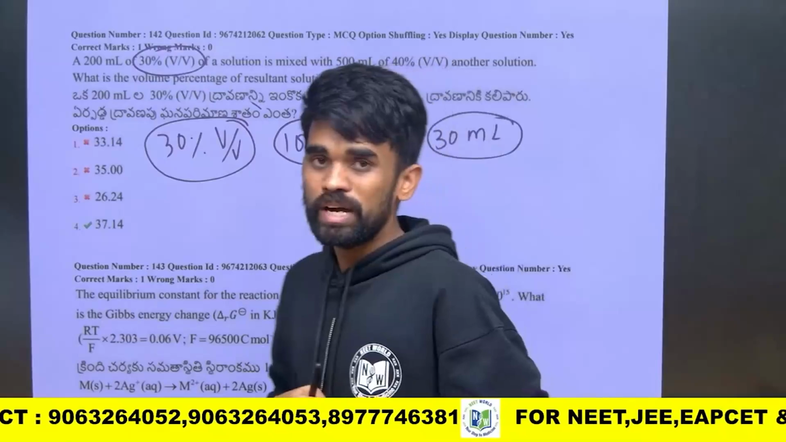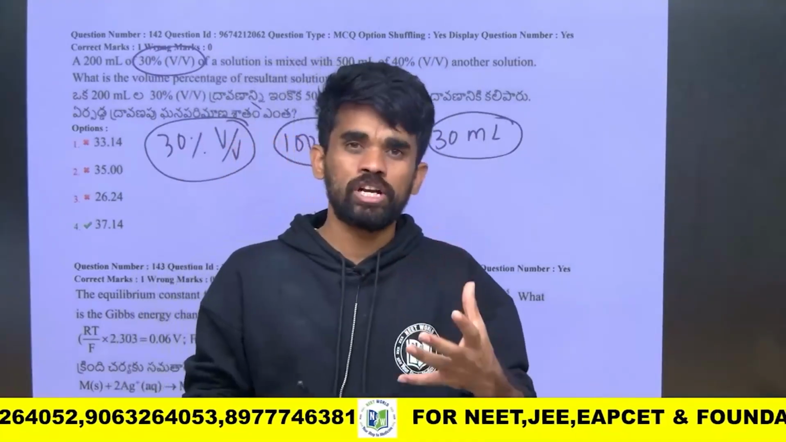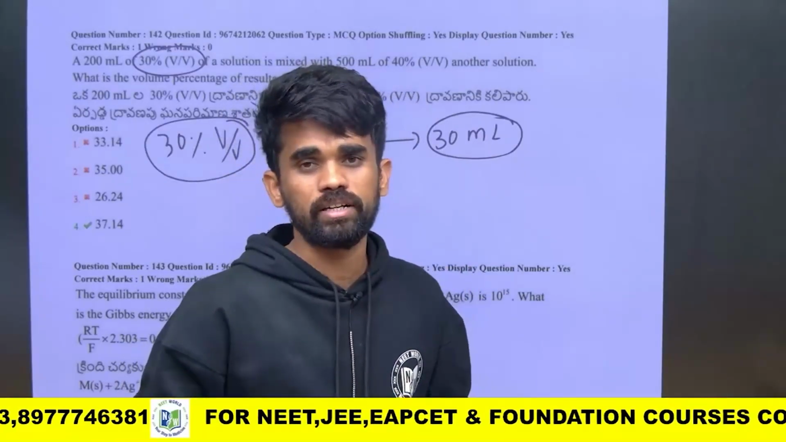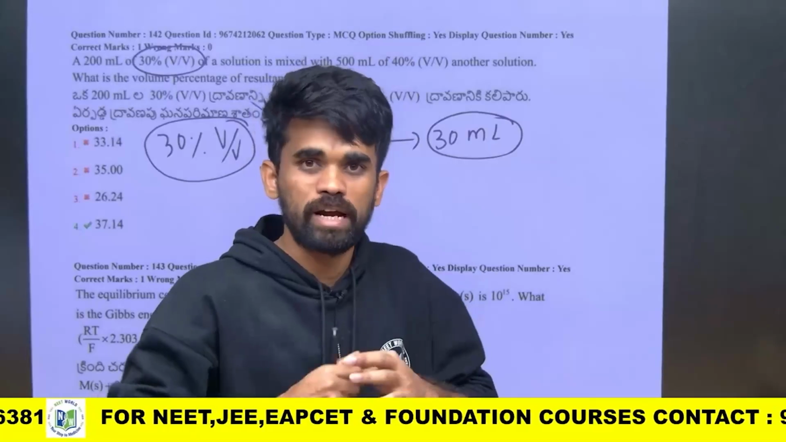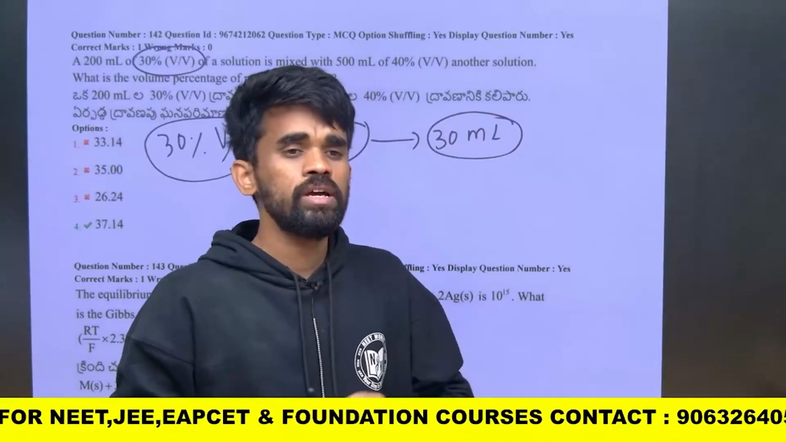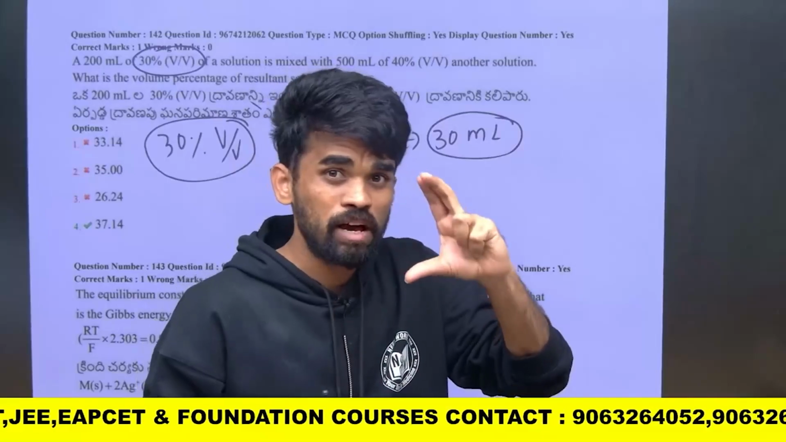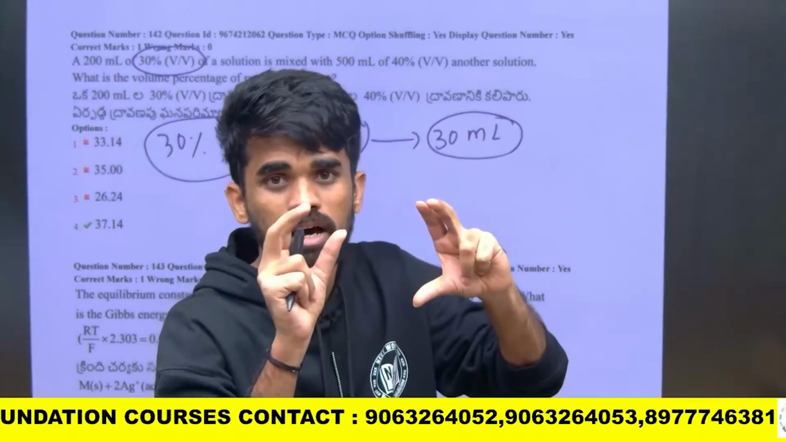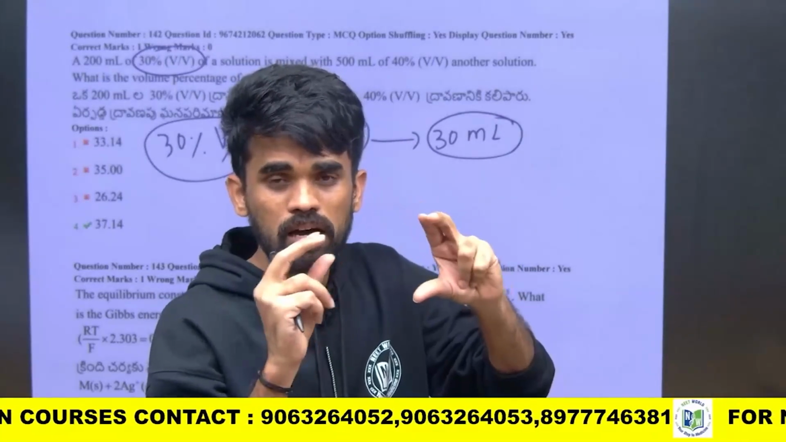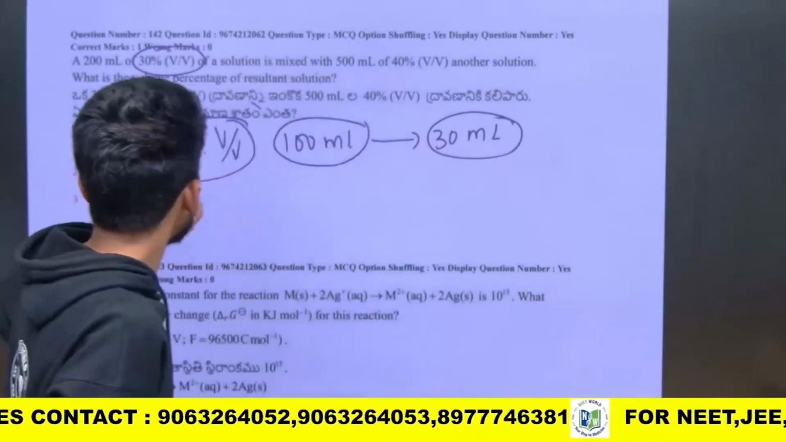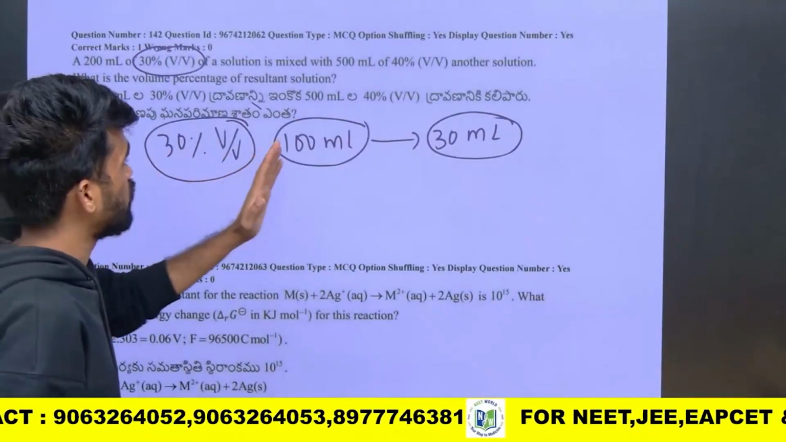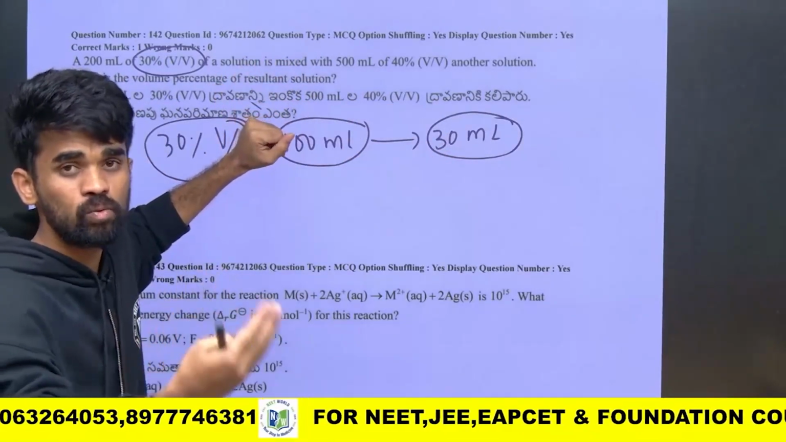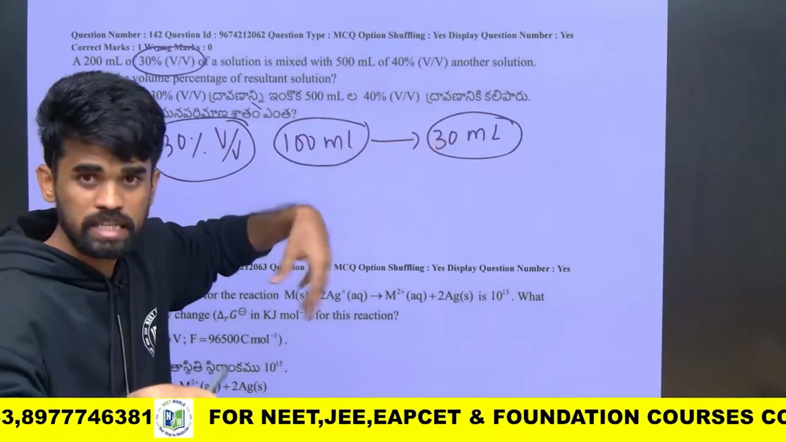For example, you can take one whiskey bottle. On that whiskey bottle, it will generally be mentioned as 35% alcohol content, volume by volume percentage it might be mentioned. So what does it mean? In every 100 ml of that whiskey, it contains 35 ml of pure alcohol. I hope it is clear, because alcohol is the solute in that case. So now here 30% volume by volume means for every 100 ml of solution, 30 ml will be solute. Now what is the volume of solvent? 100 minus 30, 70 ml will be solvent.